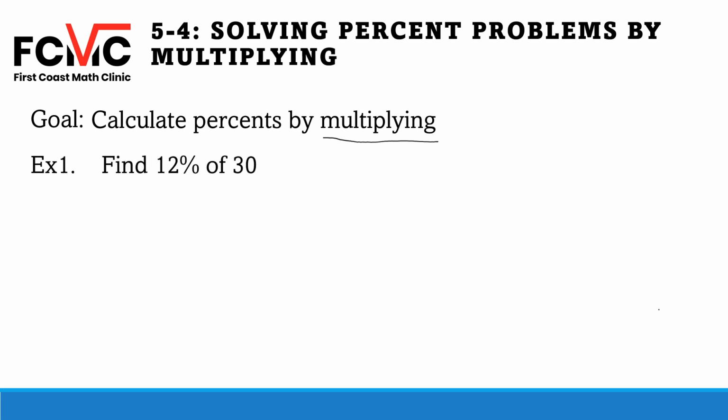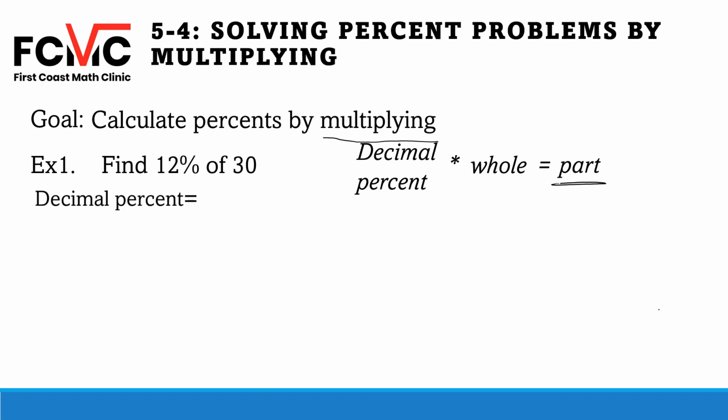For example 1, we want to find 12% of 30. To solve this problem, we're going to take our decimal percent, multiply it by our whole value, and that's going to give us our part, and our part is what we're looking for here. That's going to be our solution. So when we say find 12% of 30, that part is going to be our answer to this problem. So we're looking for a couple pieces of information: our decimal percent, our whole value, and our part.